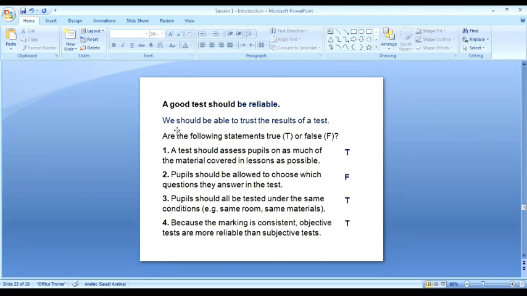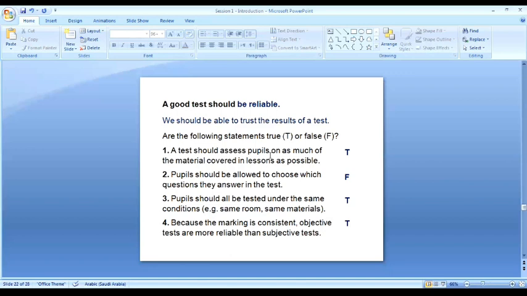A good test should be reliable. It means that we should be able to trust the results of a test. Are the following statements true or false? A test should assess pupils on as much of the materials covered in lessons as possible. Yeah, it's true. If your test doesn't cover the lessons, I think your test is not reliable. It should cover all the things that you have taught inside the class, you know.